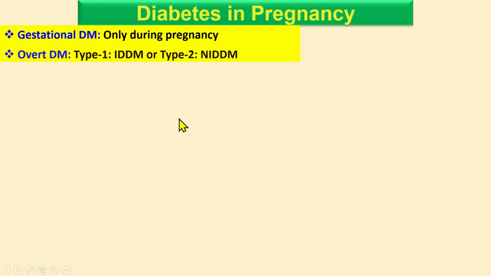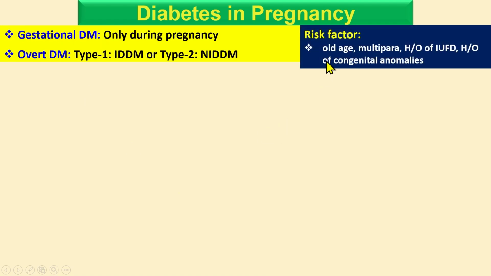As I mentioned, two types. And what are the risk factors? Old age or multipara increases the risk of diabetes. Also a history of any complication in a previous pregnancy, for example intrauterine fetal death, or a history of congenital anomalies in the fetus in previous pregnancies, increases the diabetes risk in this pregnancy.